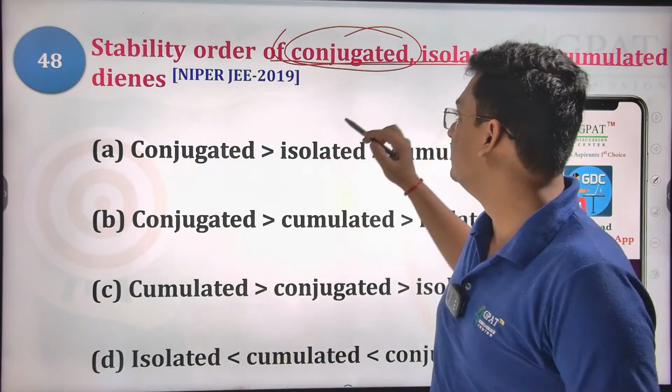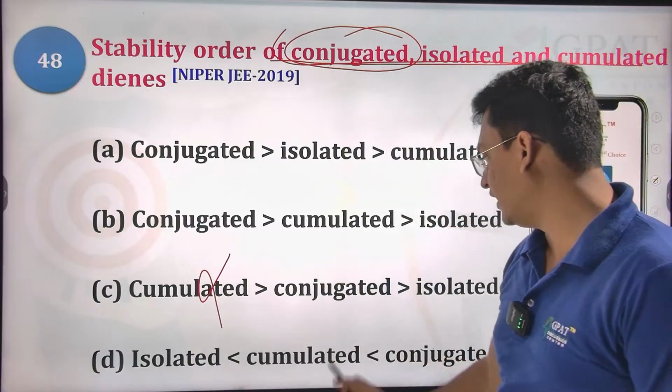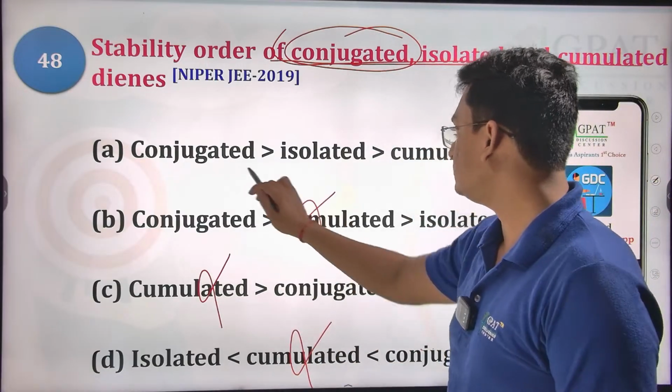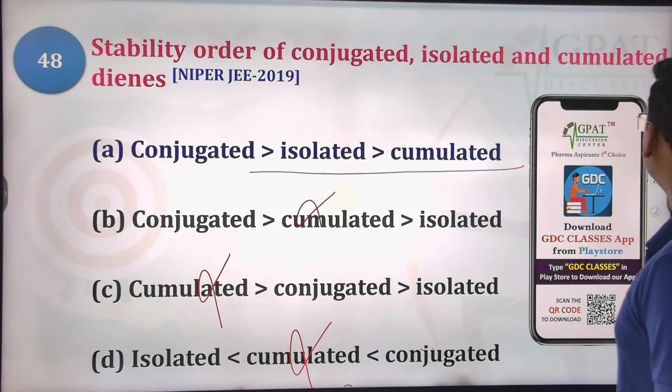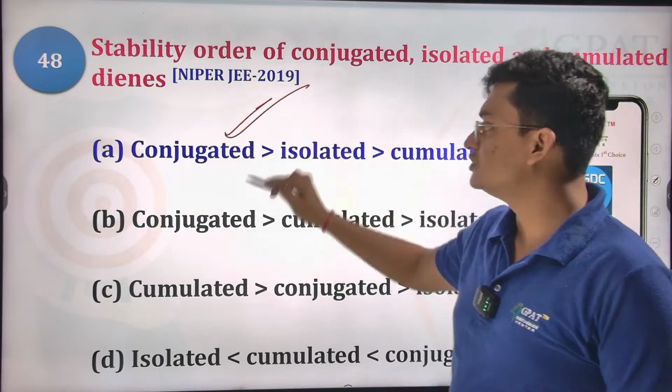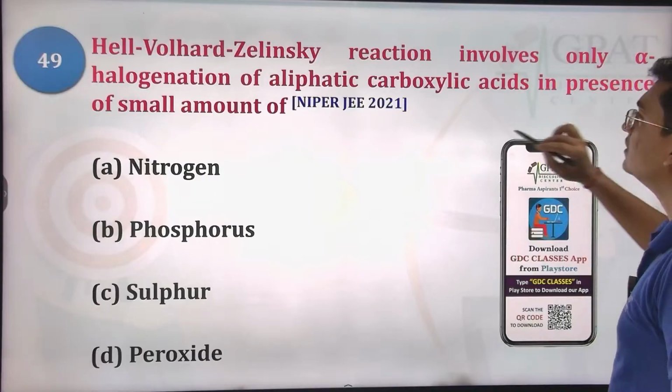So yes, the stability will be conjugated, but after the conjugation it will be isolated. So conjugated, then isolated, then cumulated. Stability is conjugated, followed by isolated and the cumulative ones.